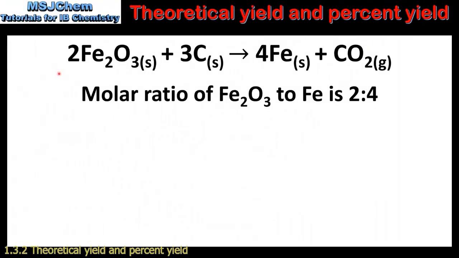Next, we'll calculate the theoretical yield of iron. To do this, we need to know the molar ratio of the limiting reactant, which is iron oxide, to the product in question, which is iron. So from the balanced equation, we can see the molar ratio is 2 to 4.